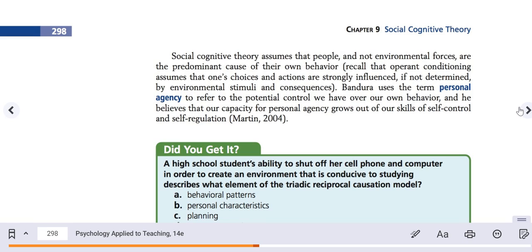Social cognitive theory assumes that people and not environmental forces are the predominant cause of their own behavior. Recall that operant conditioning assumes that one's choices and actions are strongly influenced, if not determined, by environmental stimuli and consequences. Bandura uses the term personal agency to refer to the potential control we have over our own behavior, and he believes that our capacity for personal agency grows out of our skills of self-control and self-regulation.